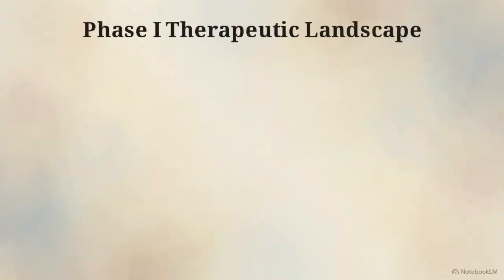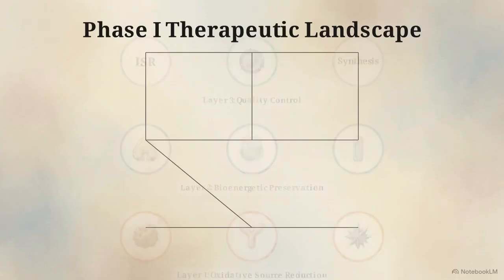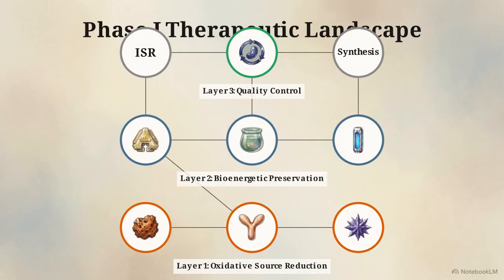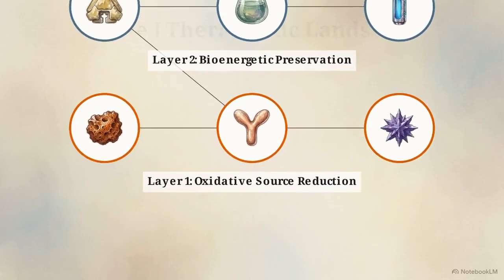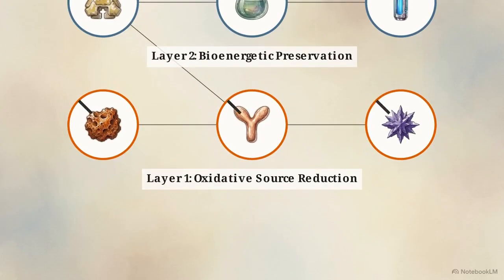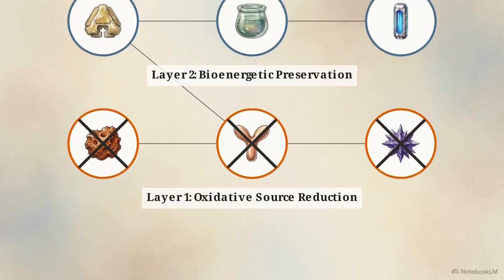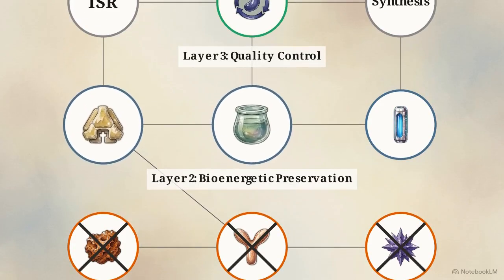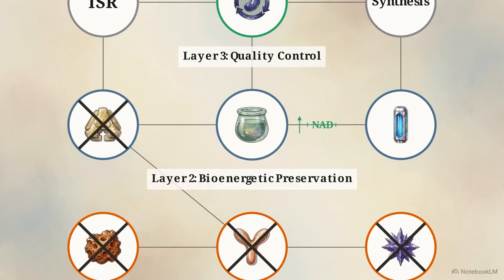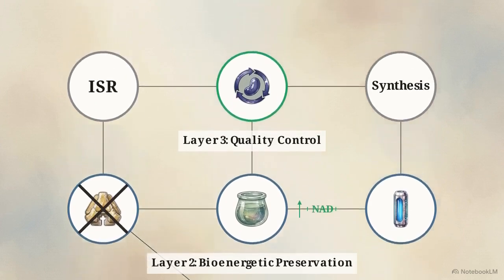This complete network map outlines the Phase 1 therapeutic landscape. It divides our pharmacological defense into 3 layers. Layer 1 is oxidative source reduction. MAO-B inhibitors, iron chelators, and free radical scavengers like edaravone suppress the initial damage. Layer 2 is bioenergetic preservation. PARP inhibitors and NAD+ precursors protect the cell's fuel supply.